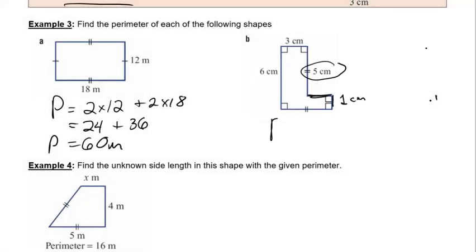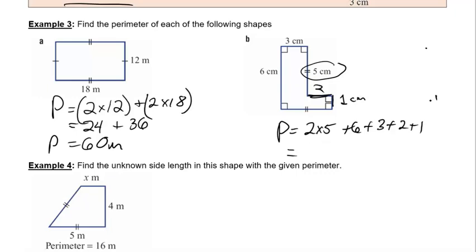We have 2 5s, so let's do that first. 2 times 5 plus the rest of our sides: 6, there's a 3, there's a 2, and there's a 1. So what does that equal? 10 plus 6 is 16, 17, 18, 19, 20, 21, 22.